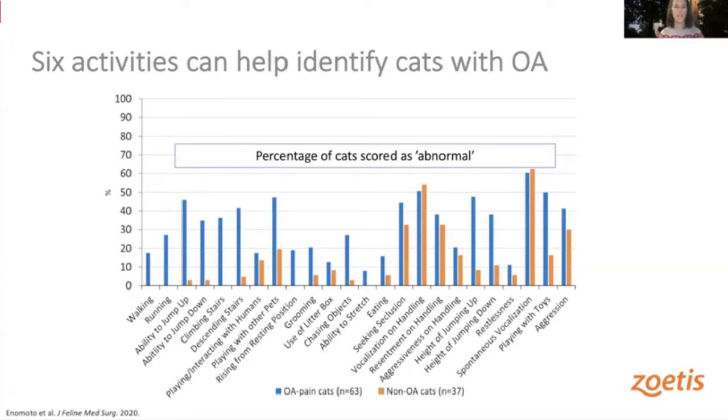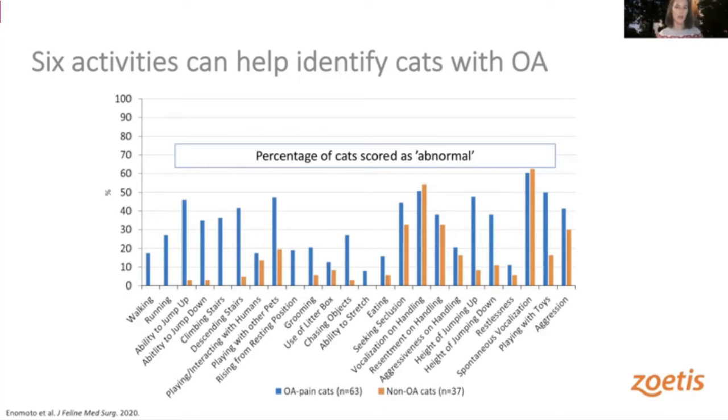And what we're looking at here are the responses of owners whose cats came in for a health screen. They were really being evaluated for OA, but they thought they were coming in for a health screen. And their cats were radiographed. They were categorized as having OA or not. And without the owners knowing what was being evaluated, they were asked to rate their cat's ability to perform a series of activities. And what we're looking at here are the percentage of the cats who were scored as abnormal on those activities.